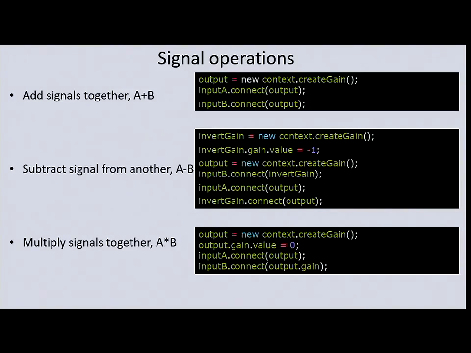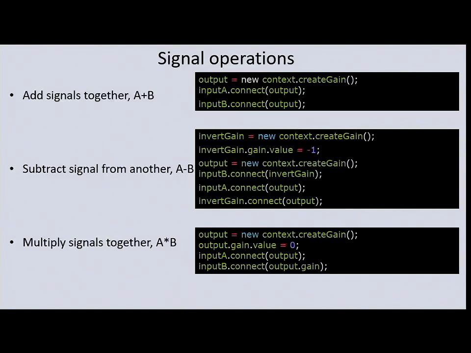How do you add two signals together? How do you multiply signals? How about putting a constant in? And so these are all done in a few lines of code. Because I've been doing a lot of things with the Web Audio API, I made them all functions and just called those functions over and over.